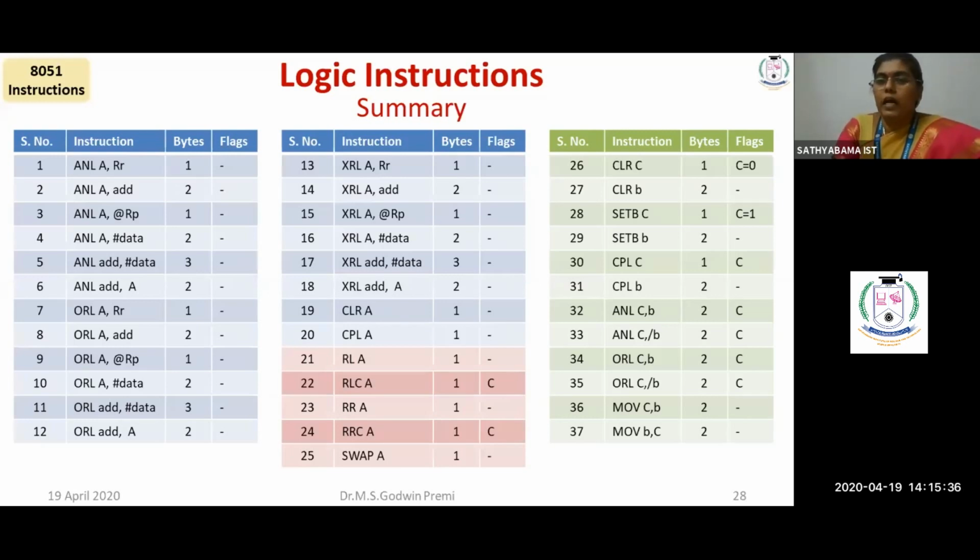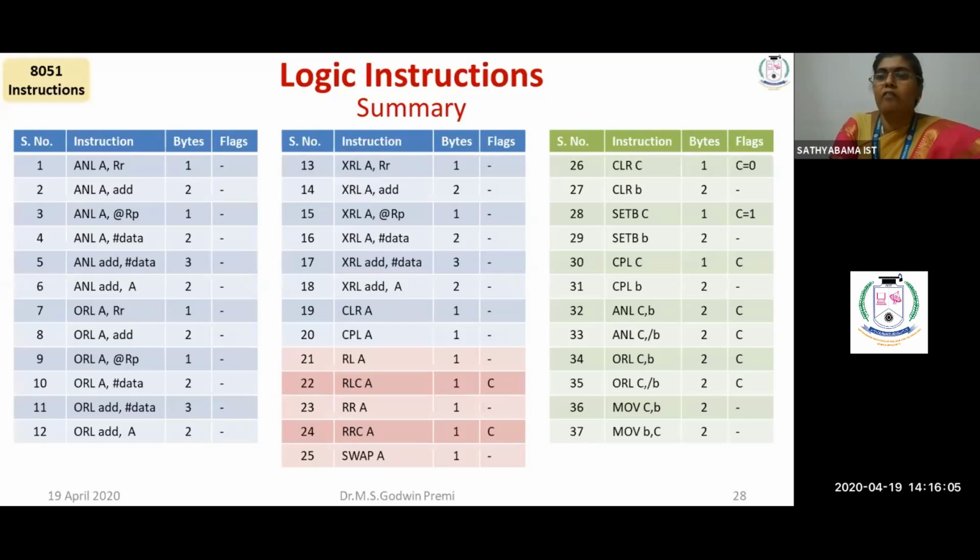Coming to the last column, that is the bit level instructions: clear, set, complement, logical AND, logical OR, and copying instructions. Here, if we have to indicate the addressable bit, then it needs 1 more byte. For mnemonic, 1 byte. So we will be getting 2 bytes. All other instructions will have only 1 byte.